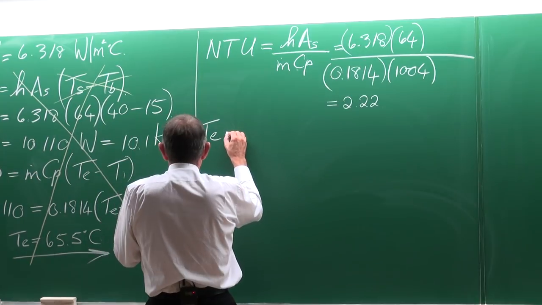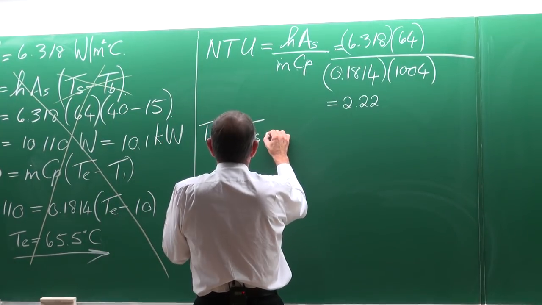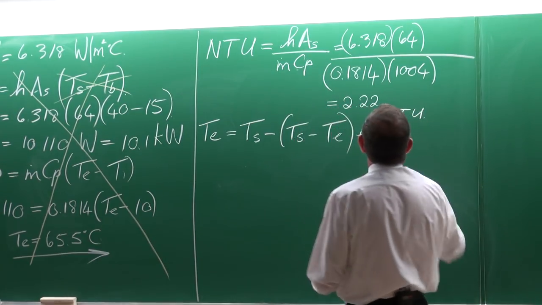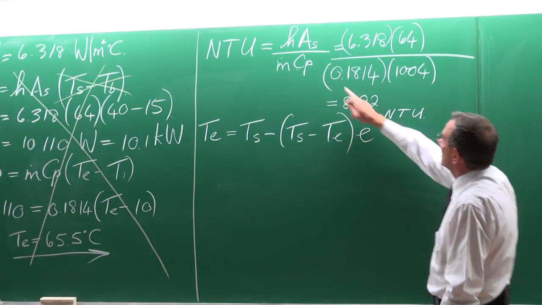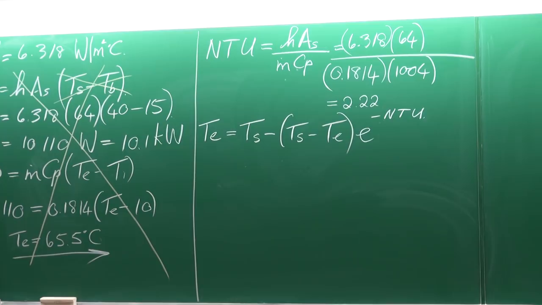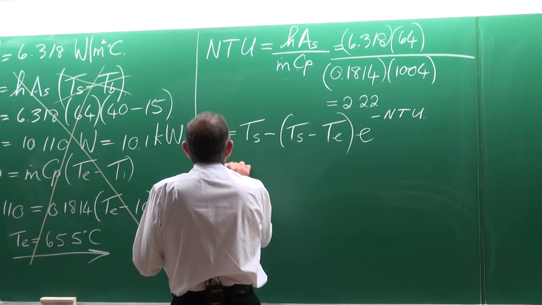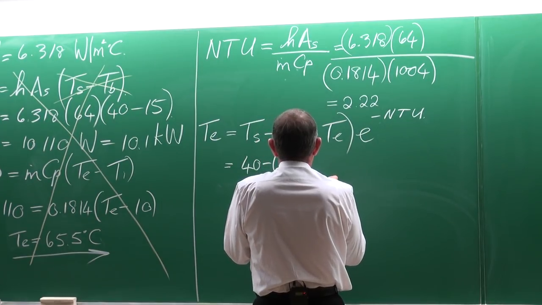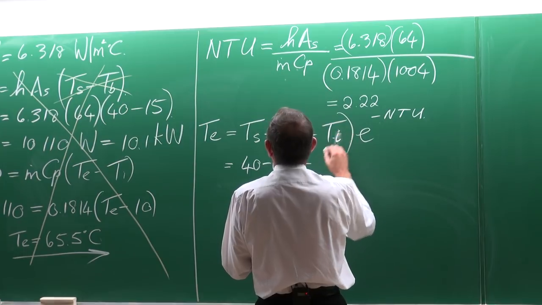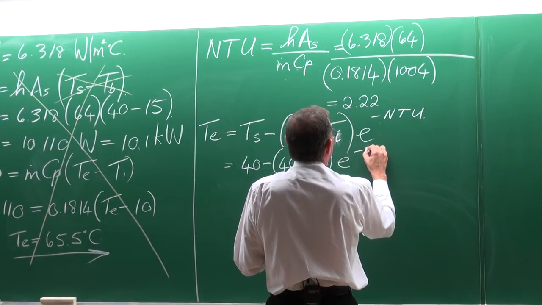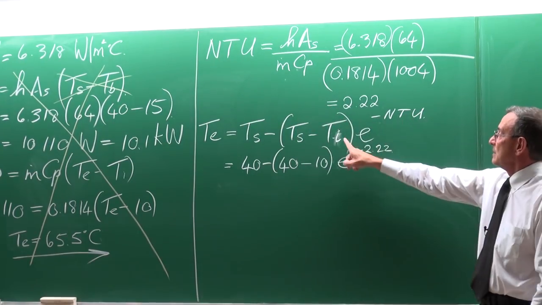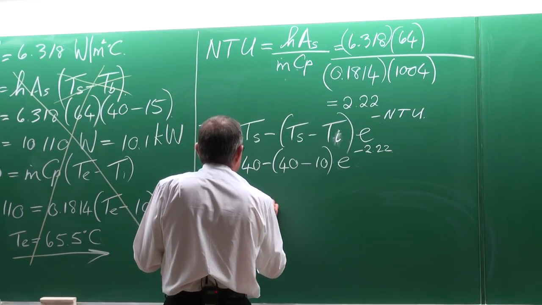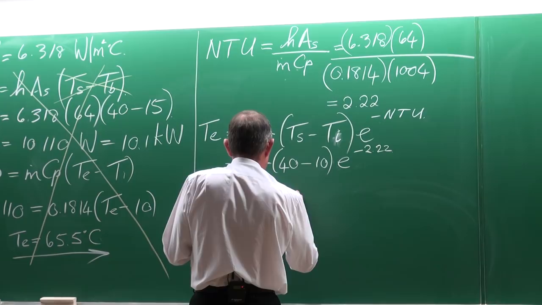And then we can use this equation that we've derived, which says that the outlet temperature is the surface temperature minus the surface temperature minus the inlet temperature, e to the minus NTUs. In your textbook, it doesn't say NTUs, it says minus the heat transfer coefficient, the surface area, over mass flow rate, Cp. And now you can go and determine the outlet temperature as 40 minus 40 minus the inlet temperature of 10, e to the minus 2.22. So this temperature should be the inlet temperature, not the outlet temperature. And that gives us an outlet temperature of 36.74 degrees Celsius.